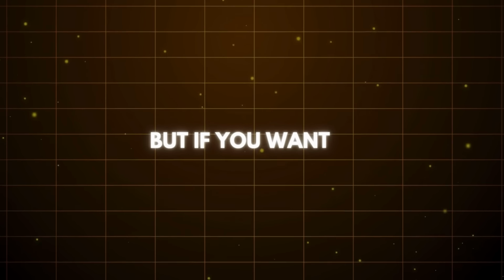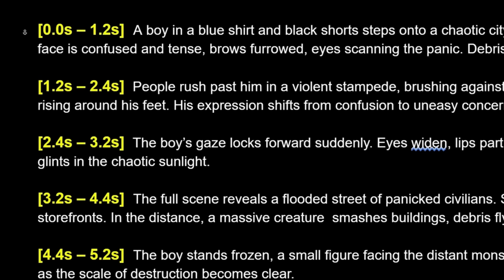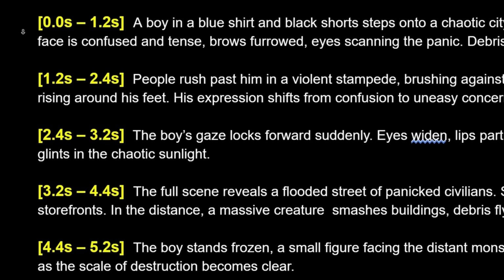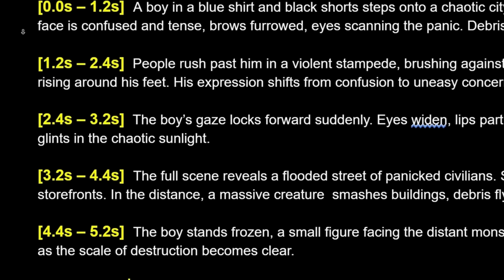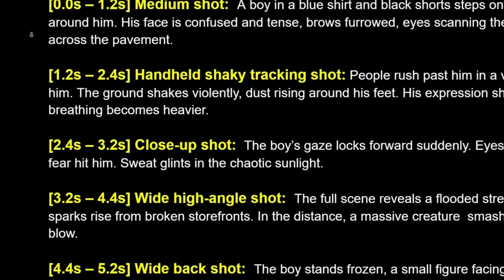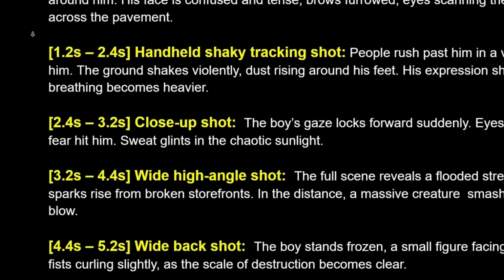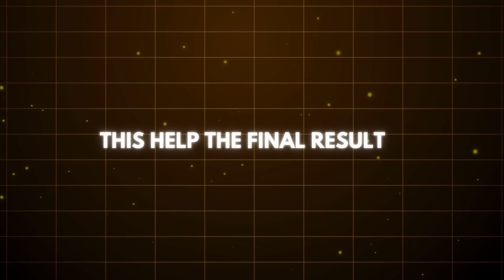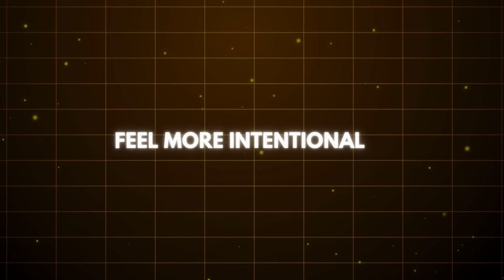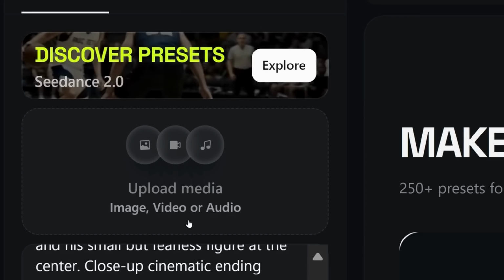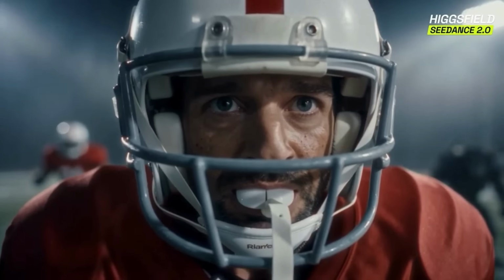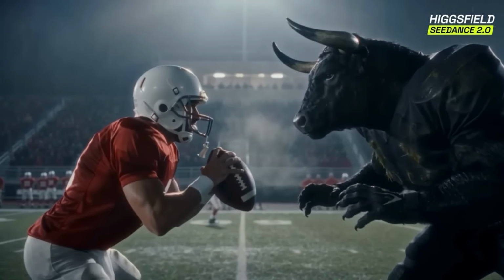But if you want your scenes to look more polished, it's important to structure your prompts properly, like how professionals do. Using the same prompt, I first break the script down into individual scenes and assign a time frame to each one. This gives me better control over what happens in every moment of the video. Next, I define the camera position for each scene so the AI can follow a clear visual direction. This helps the final result feel more intentional and cinematic. After that, I prepare my reference images. This is especially useful if you want consistent characters in your scenes.